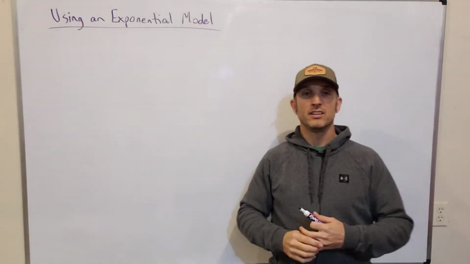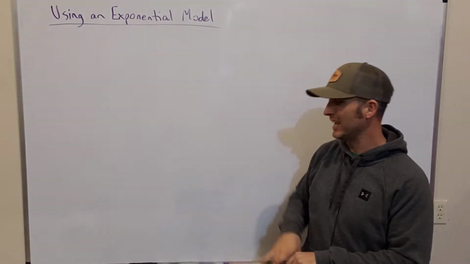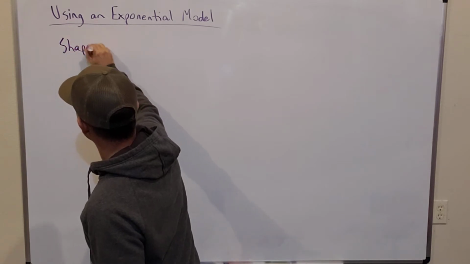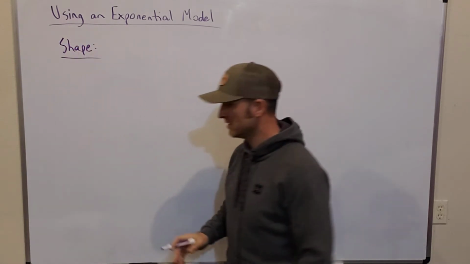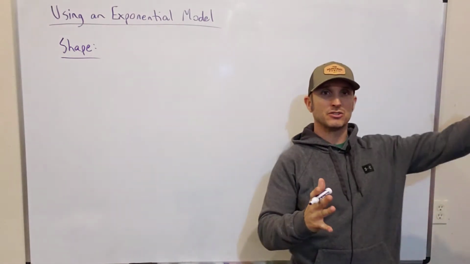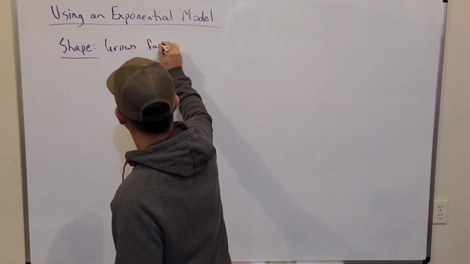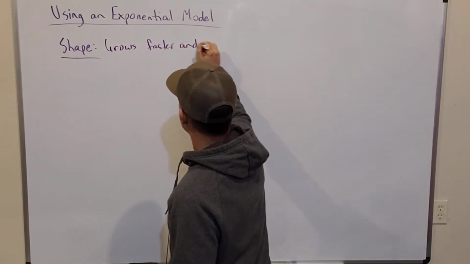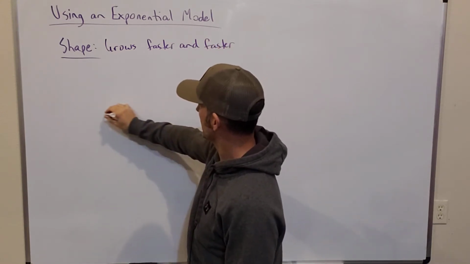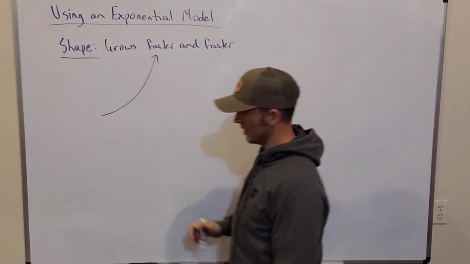Let's take a look at a nonlinear modeling situation, in particular an exponential model. So let's talk about the shape of an exponential model to begin with. The shape of an exponential model has this behavior that as time goes on, it grows faster and faster. If you were to look at a picture of that, it might look something like this.